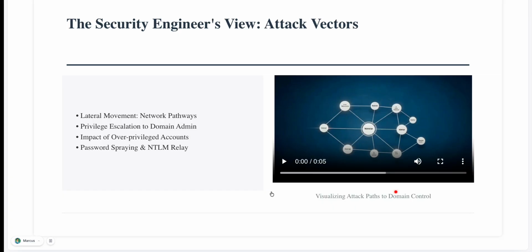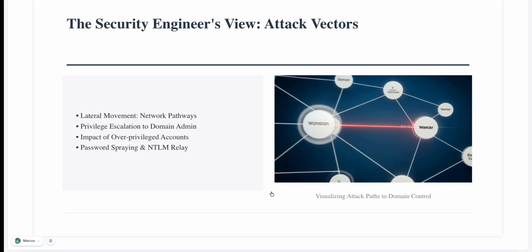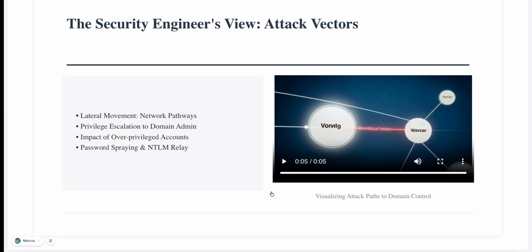domain admin rights. To help you visualize this, I've prepared a demonstration showing how these paths are mapped out in a real environment. Let's watch how an attacker navigates from a standard user to full control. The attack path is identified. That demonstration highlights just how quickly structural weaknesses can be exploited if we aren't careful.